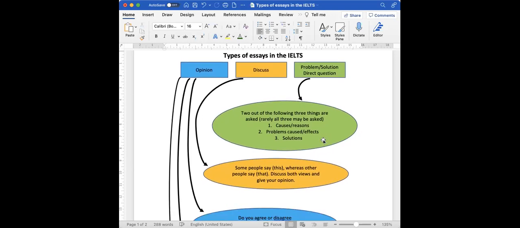Ma'am, they asked us to discuss both views and give your opinion. So in the introduction, we also have to give the opinion, or in the conclusion, we have to give the opinion? See, Parmeet, this is a very good question that you have asked.